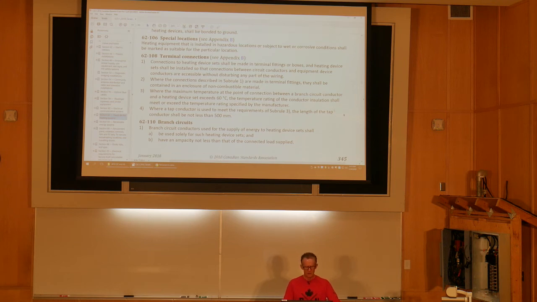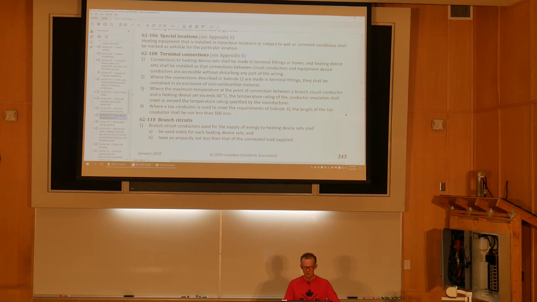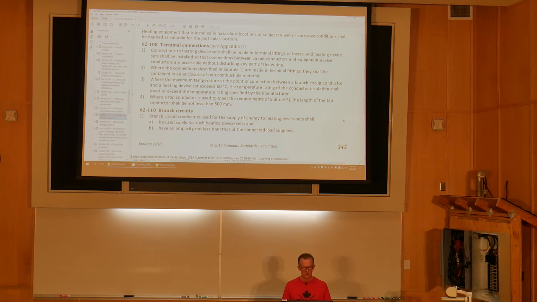4, where a tap conductor is used to meet the requirements of Subrule 3, the length of the tap conductor shall not be less than 500 millimeters. So they're telling you that, say you run a 90-degree conductor out there, but in that connection box it requires 110 degrees insulation. They're telling you that the conductor that you tap on to meet the requirements can't be less than 500 millimeters. That brings us to branch circuits.